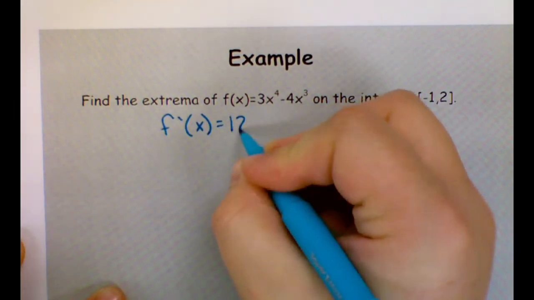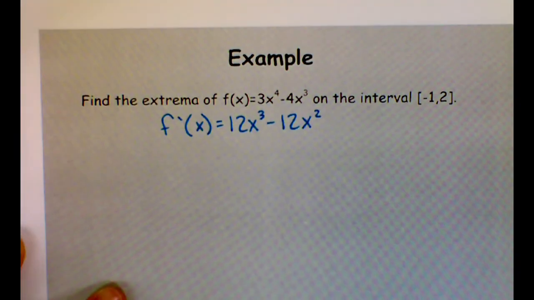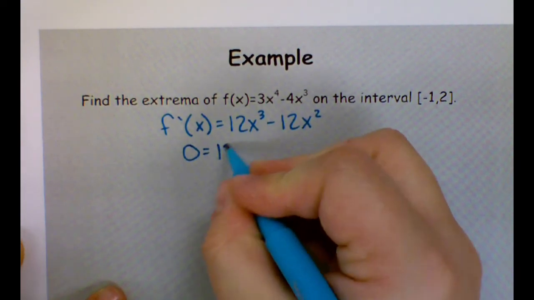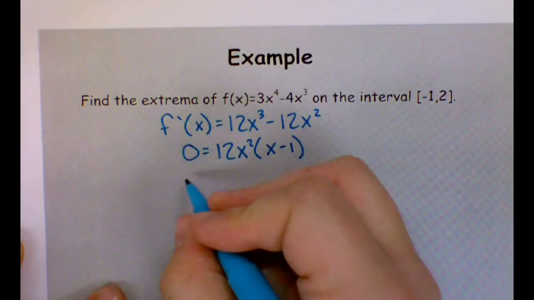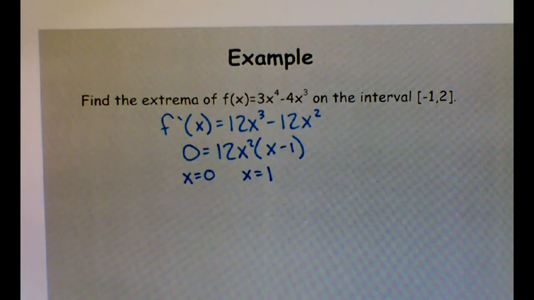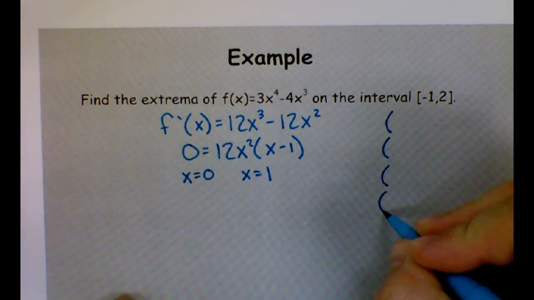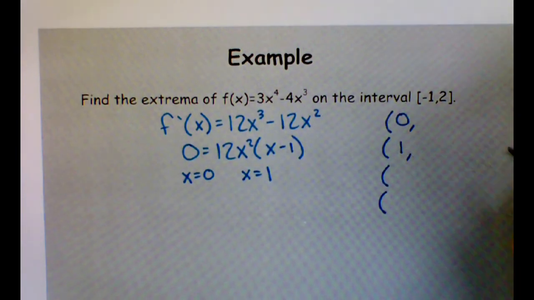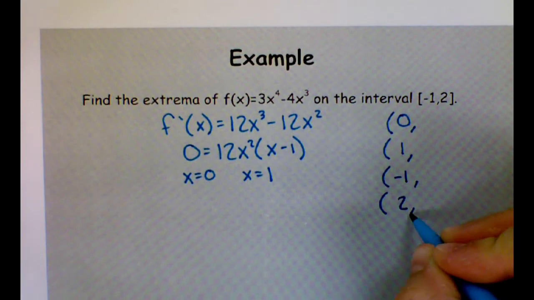The derivative here is 12x cubed minus 12x squared. This exists everywhere. It's continuous. So set equal to 0. I'm also going to factor out a 12x squared. Leaves me with x minus 1. So my solutions are x equals 0 and x equals 1. So my options for extrema, I actually have 4 possible points. x could be 0, x could be 1, or these 2 endpoints. x could be -1 or x could be 2.